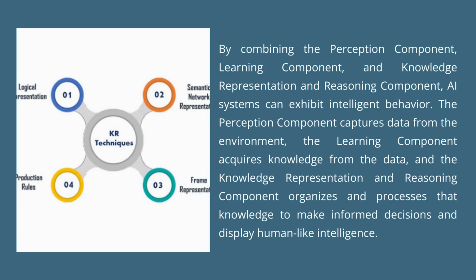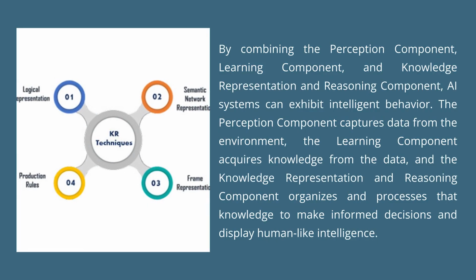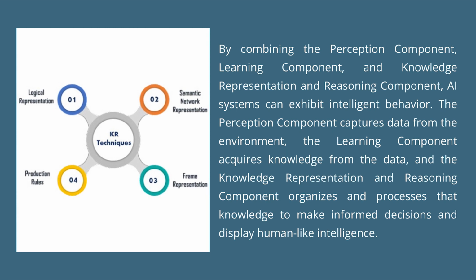By combining the perception component, learning component, and knowledge representation and reasoning component, an AI system can represent intelligent behavior. The perception component captures the data from the environment. The learning component acquires knowledge from the data, and the knowledge representation and reasoning component organizes and processes that knowledge to make informed decisions and display human-like intelligence.